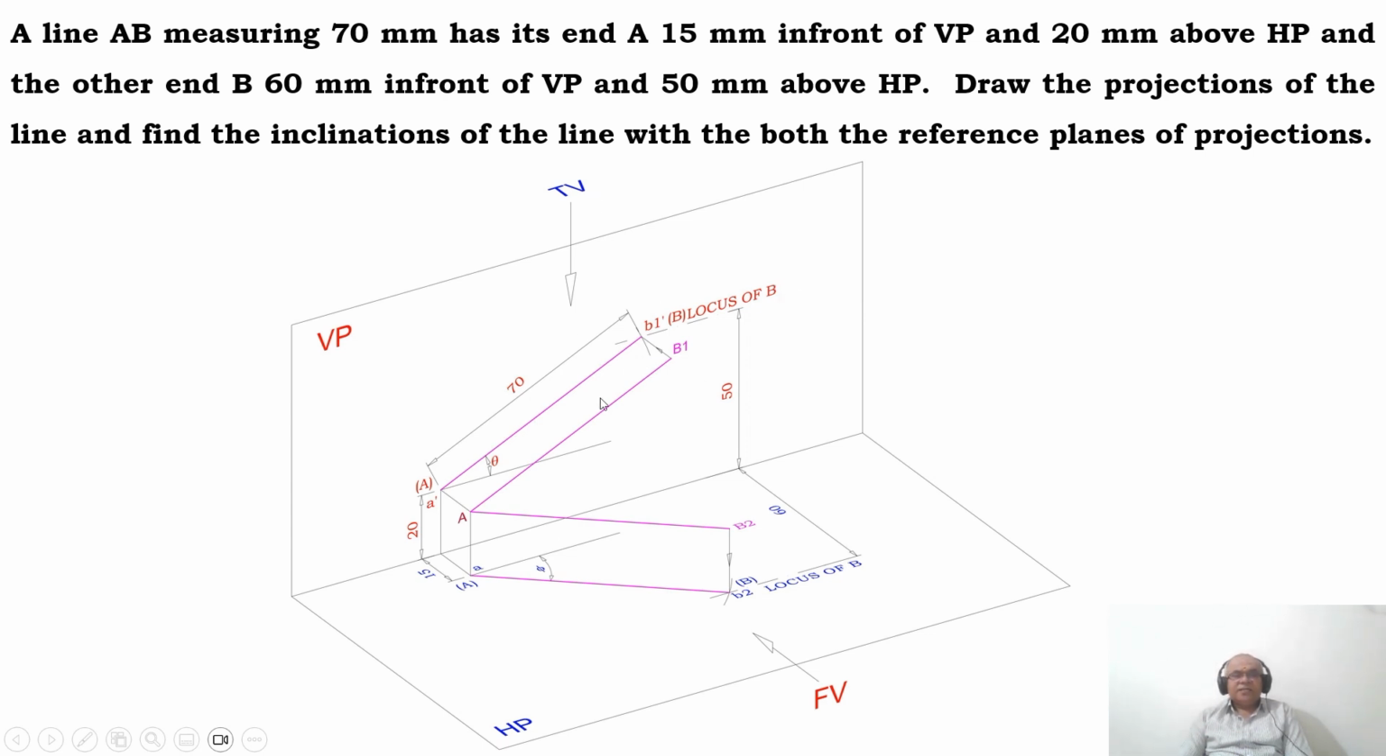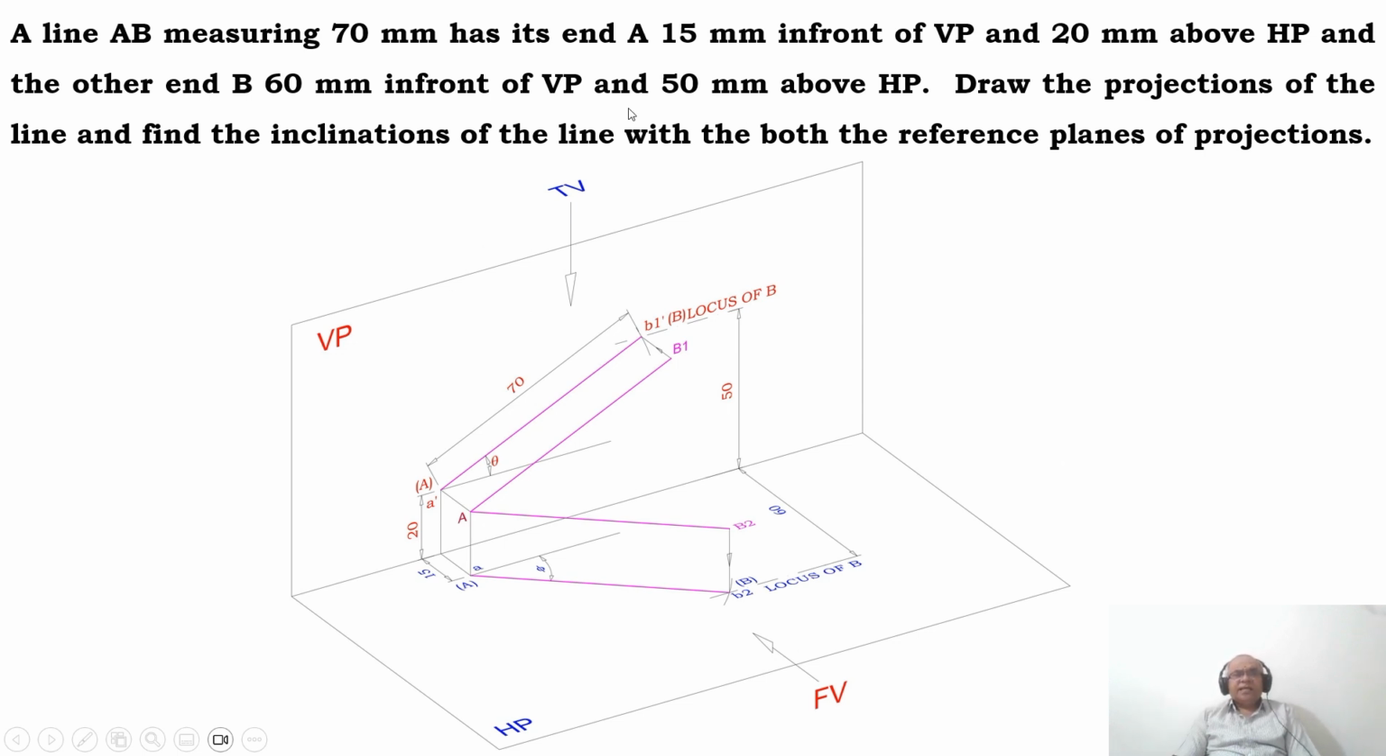So obviously, since it is the true length of the line, both A and B1 are at a distance of 15 mm in front of VP. But A is above HP by 20 and B1 is above HP by 50 mm. So this is how you will be able to get this line in space, whose length is equal to 70. Once it is cut on the locus of B, naturally you get A and B1, where you can get the inclination automatically. So this inclination is nothing but the true inclination, because the length is in true length. So theta is the inclination made by the true length line with respect to HP that you have to measure in the end.